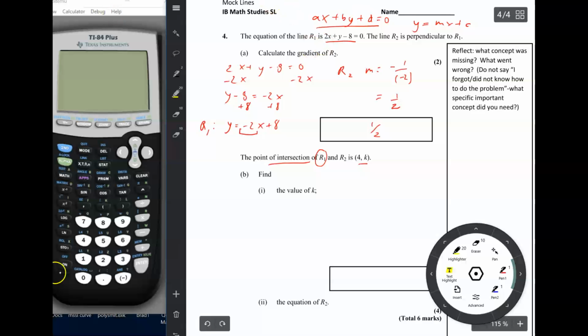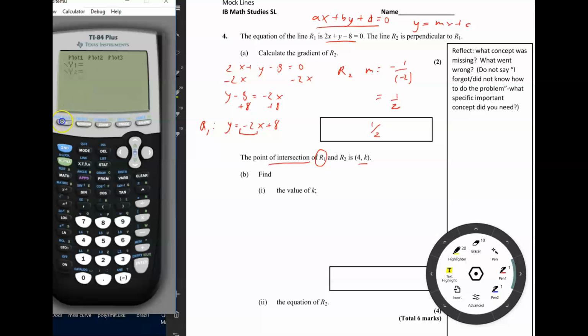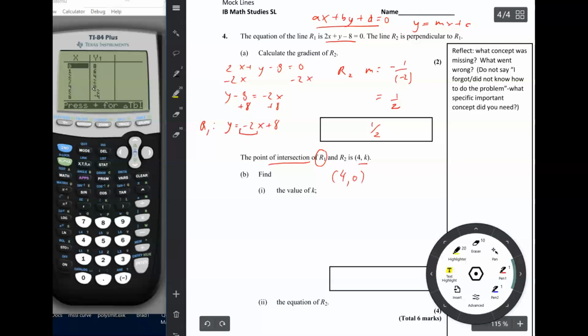So let's do that. We're going to turn on the calculator, go to y equals, and program in the equation for R1. We don't want to use the original equation because we can't put that in the calculator. We're going to use the new equation that we calculated, -2x plus 8. Then we look at the table, and it tells us the ordered pair 4, something, which actually is 4, 0. So the y value that corresponds to x equals 4 is 0.